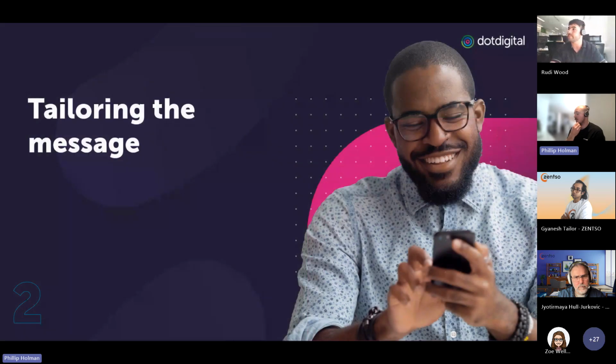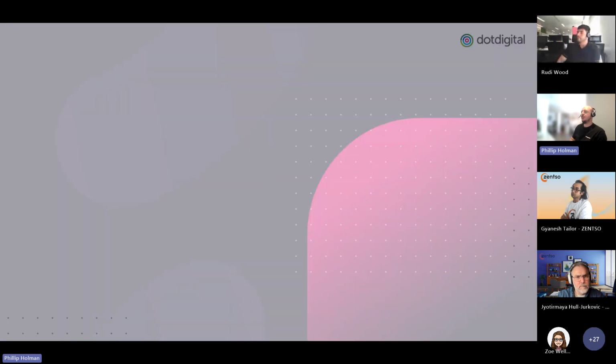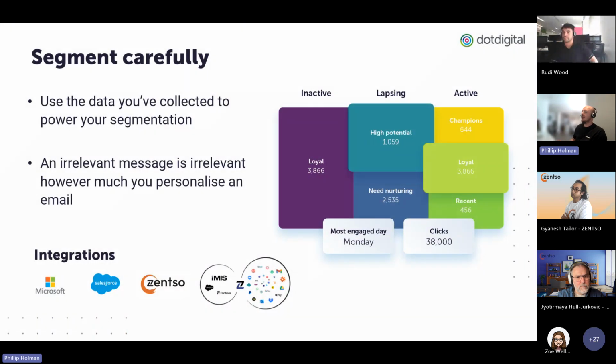Absolutely. And that's where tailoring the message comes in, because it's easier said than done. So how do we tailor the message? We talk about personalization in email campaigns. We talk about personalization across channels, across SMS, across website, but it's quite difficult to do. So what's the first step that you can take to do that?